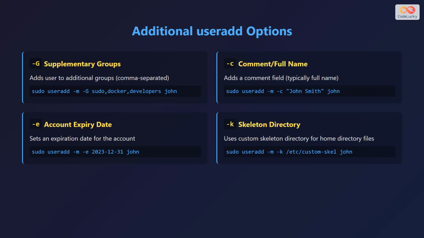Finally, the -k option allows you to use a custom skeleton directory for the home directory files. For example, sudo useradd -m -k /etc/customskel john uses the /etc/customskel directory as the skeleton directory for John's home directory.